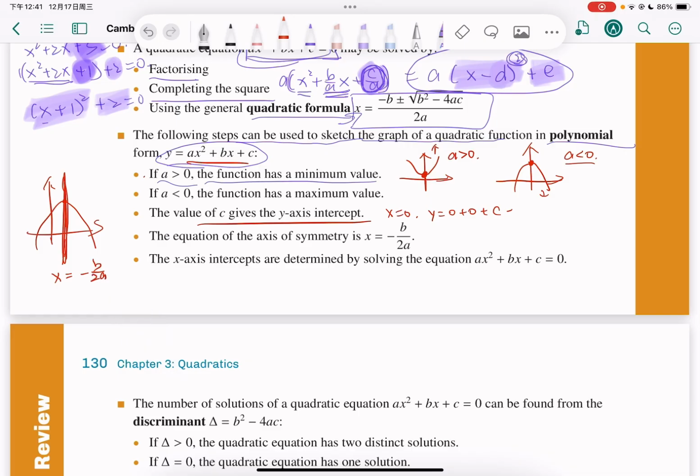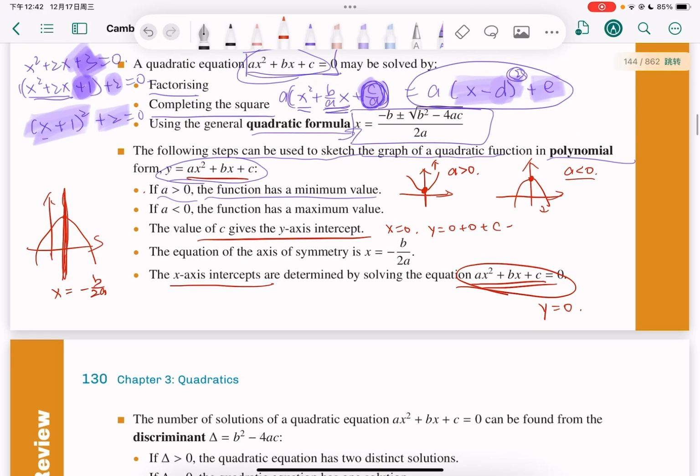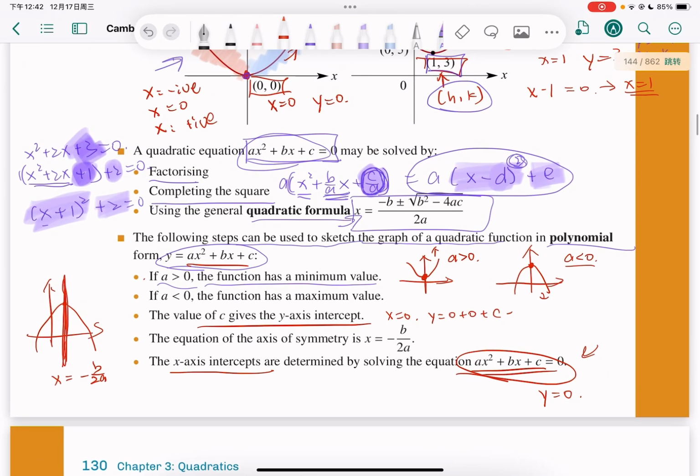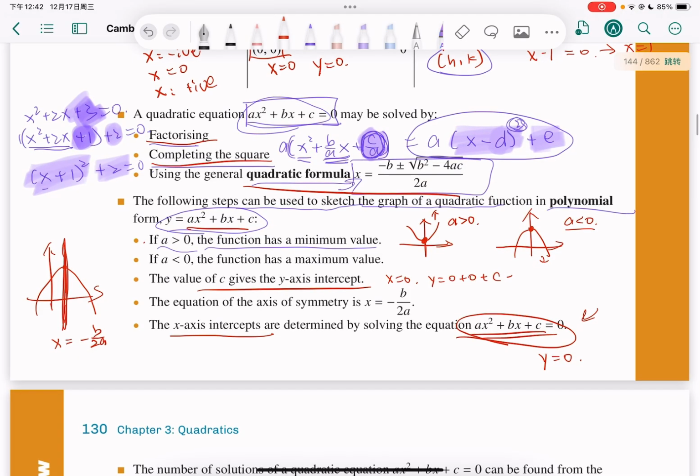The x-axis intercepts are determined by solving this equation. The left-hand side is equal to y, and when y is equal to 0, that means we are solving for the x-intercept. And to solve this, we can use the methods we talked about earlier: factorizing, completing the square, and the quadratic formula. And because of the plus and minus here, you should be able to get, in this case, 2 solutions.